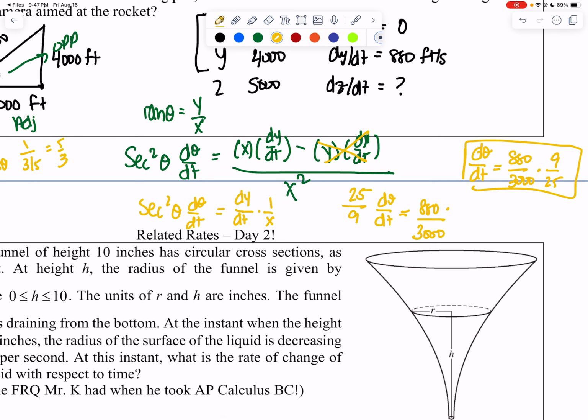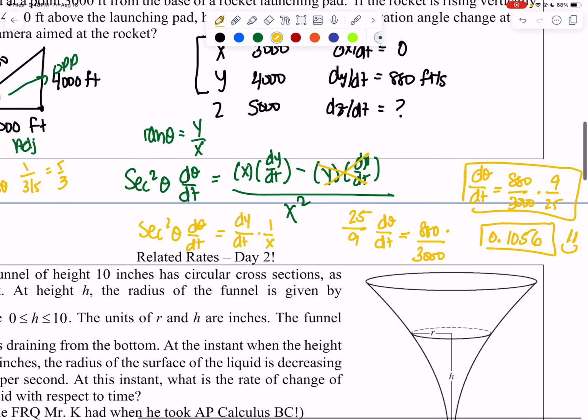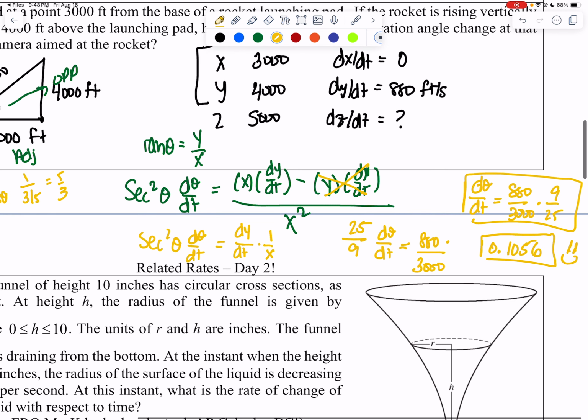And hopefully, if I did this right, that's going to give me 0.105. So let me double check. Yep, 0.1056 to be exact. Of course, since this is angle, this is going to be radians per second.